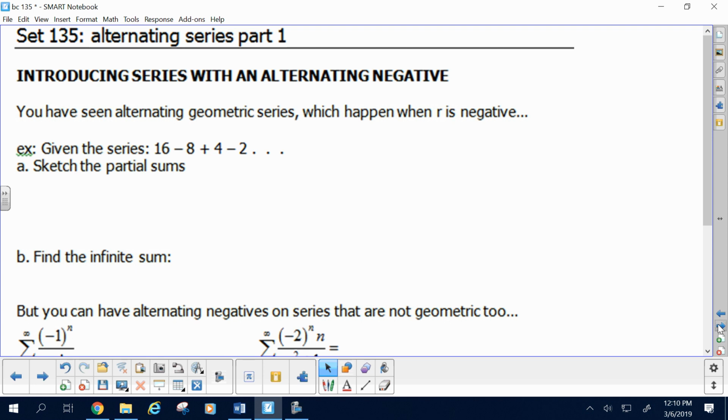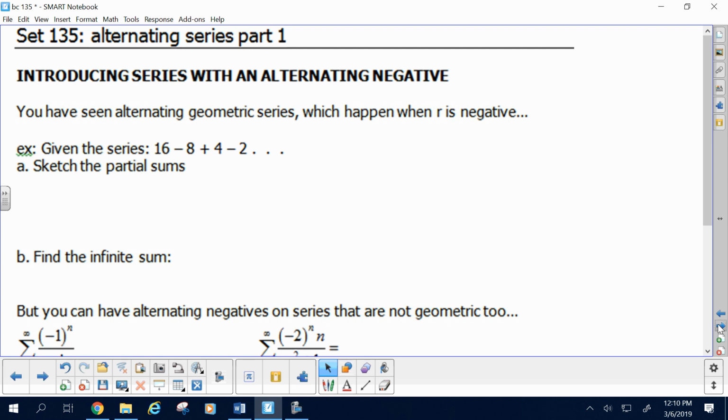Alternating series. This is large. It's actually, he's doing it over 2 lessons, an introductory lesson today. It's pretty soft, and then there are 2 more sets, or maybe 3 more sets. I think it's 138. All right.